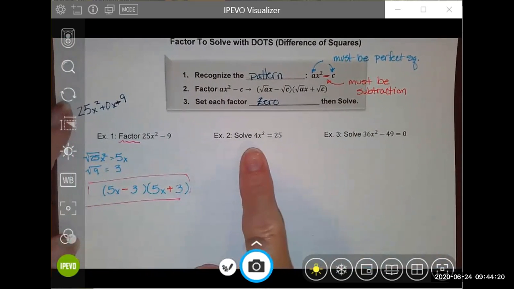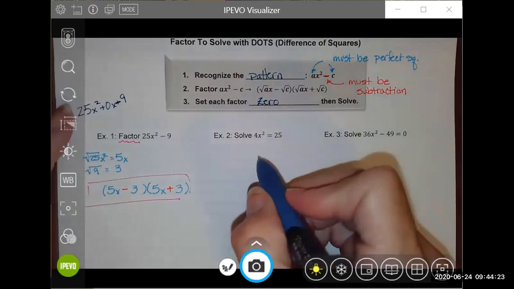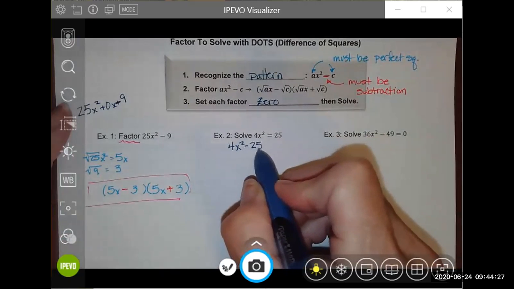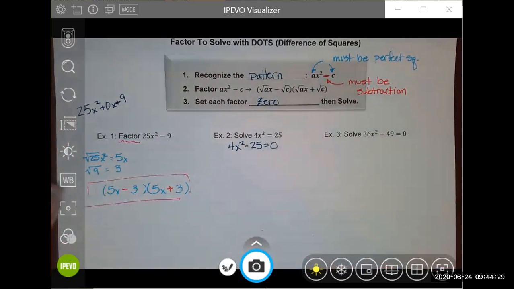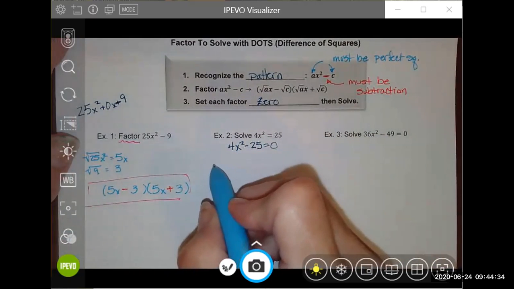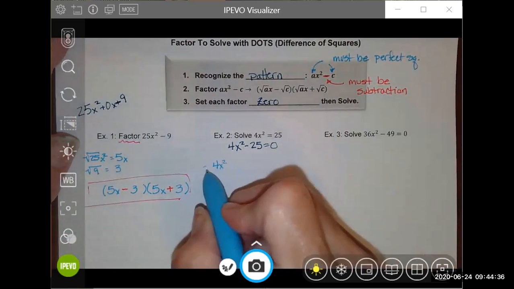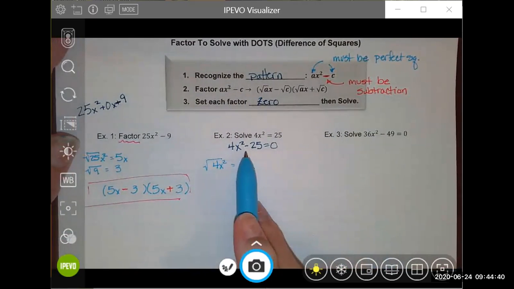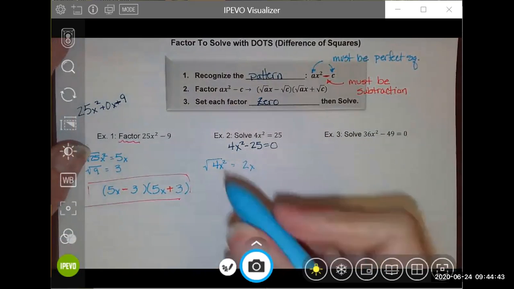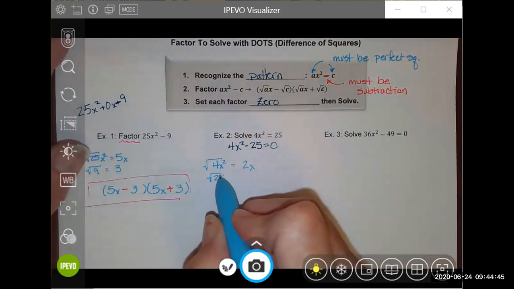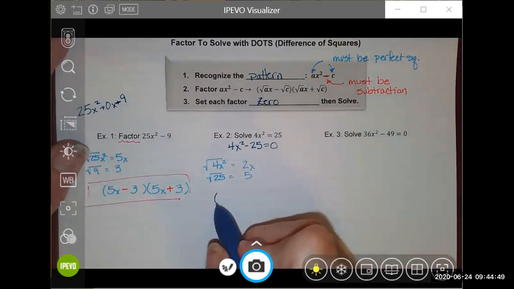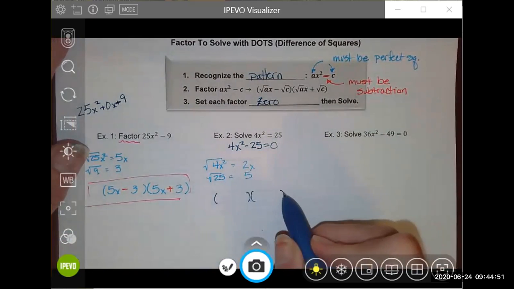For the next one, I need to first put it in standard form. I would write it as 4x squared minus 25 equals 0. I ask myself, is 4x squared a perfect square? And it is. The square root of that would be 2x. Is it a difference? Yes. And is 25 a perfect square? The answer is yes. So I can use difference of two squares to factor this quadratic.